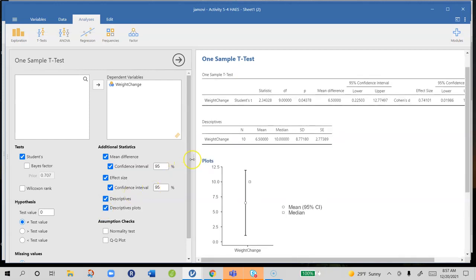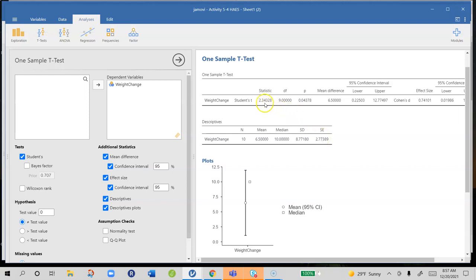All right, so in this case, the mean number of pounds is 6.5. That's a positive number, which means on average over 6 years, people gained 6.5 pounds. The median was 10. The standard deviation is 8.77, which means the typical distance each person was from the mean was 8.77, with a standard error of 2.77. That's a typical distance we would expect sample means with a size of 10 to be from the population mean.